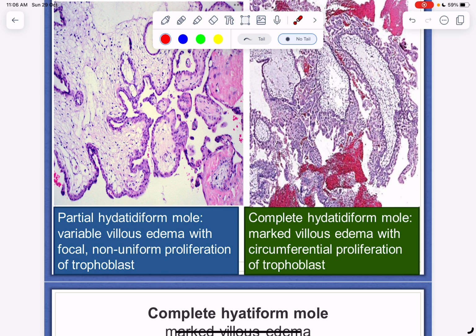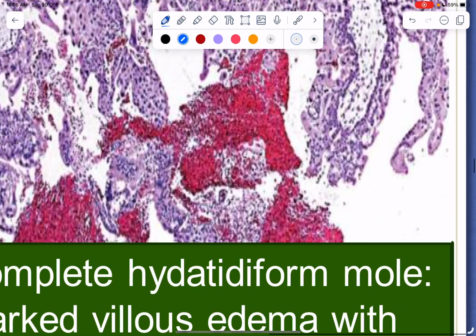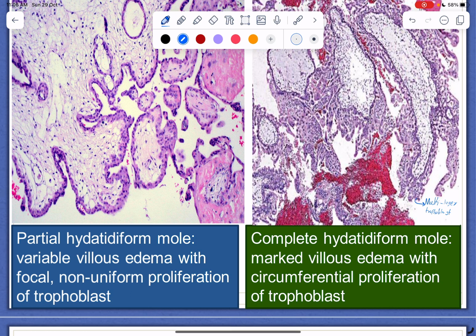But here, in complete mole, we found that this villus edema, all over the villi are enlarged. Okay? And also, let us see here about the trophoblastic proliferation. You see here there is multi-layering of the trophoblast. All of these villi are lined by multi-layering of the trophoblast. That means in complete mole there is very marked trophoblastic proliferation. Here in partial mole, some of them have it and some do not. Okay?